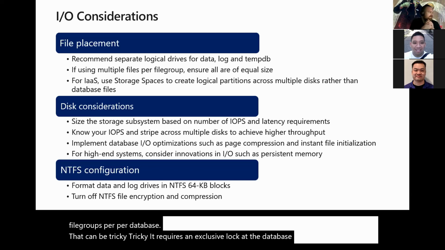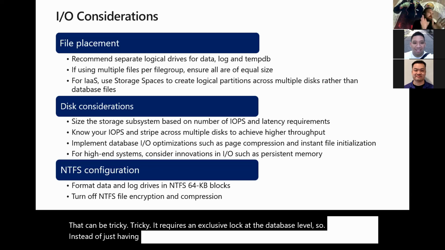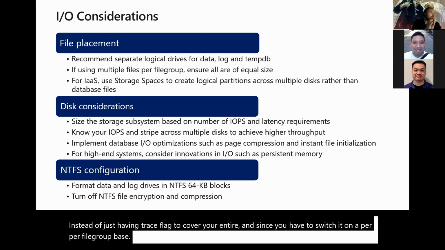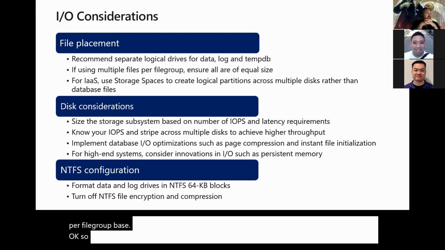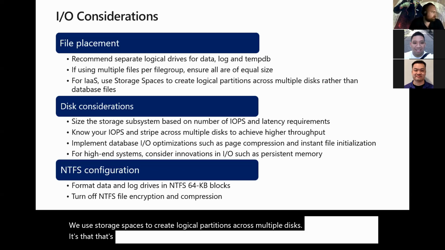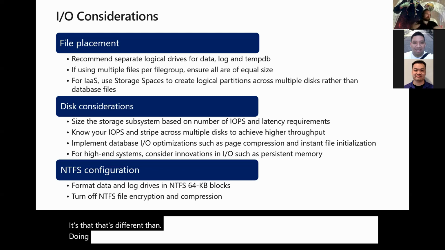So instead of just having a trace flag to cover your entire instance, you have to switch it on a per file group basis. Okay, so for infrastructure as a service, we use storage spaces to create logical partitions across multiple disks. That's different than doing it at the database file level. Okay, so you're out in the operating system there.